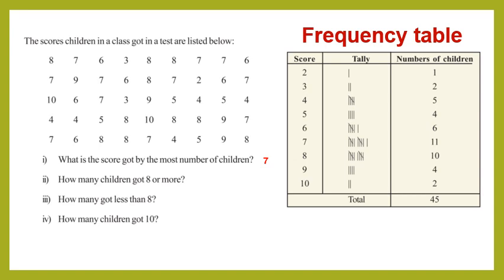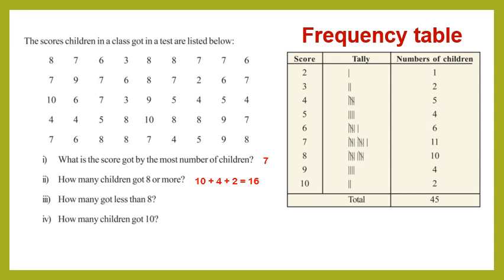Second question. How many children got 8 or more? Let us count from the number of children who got the score 8, which is 10. Score 9 got 4 children and score 10 got 2 children. Then count all. We get 10 plus 4 plus 2 equal to 16.